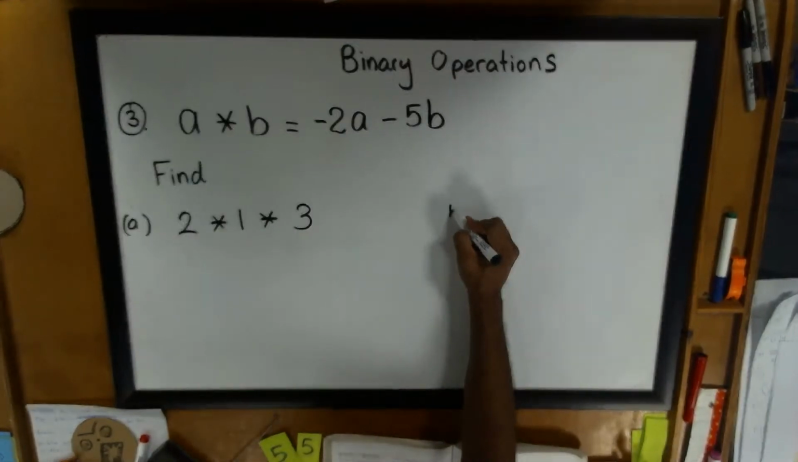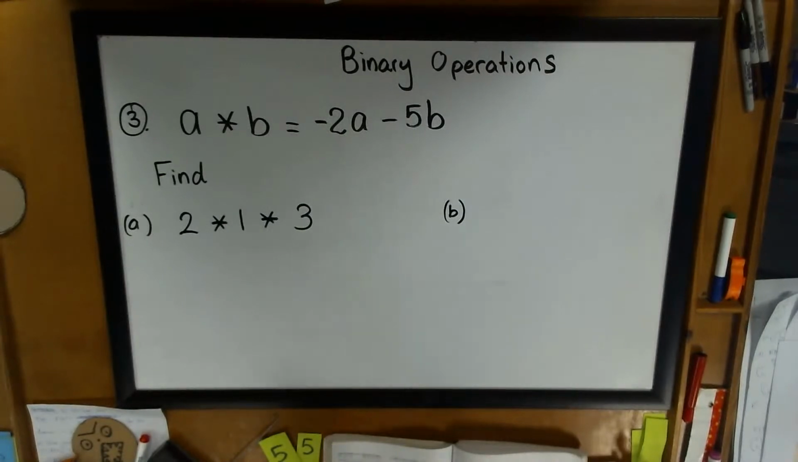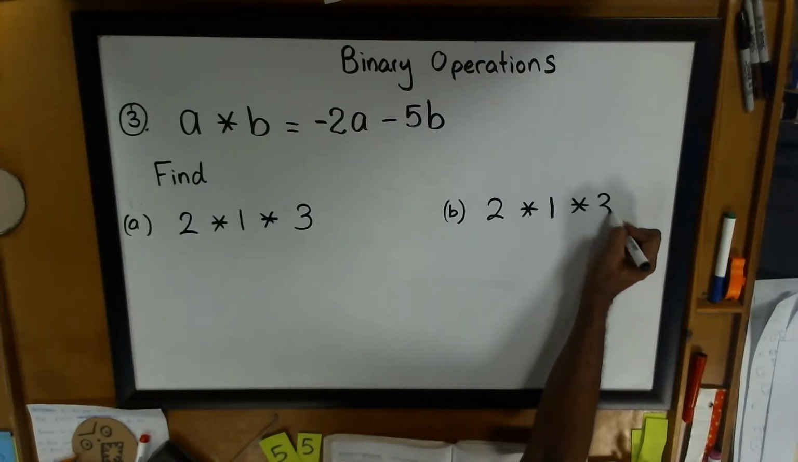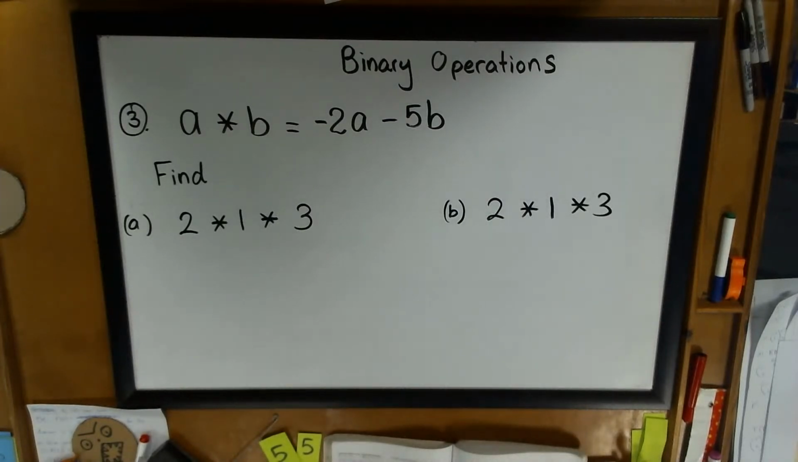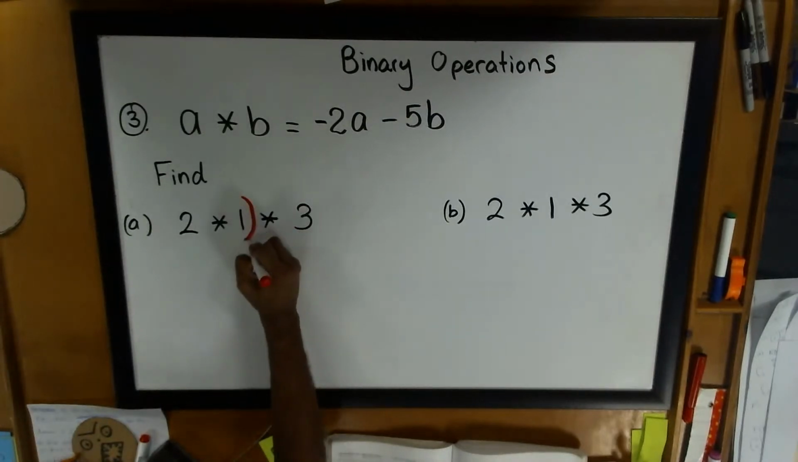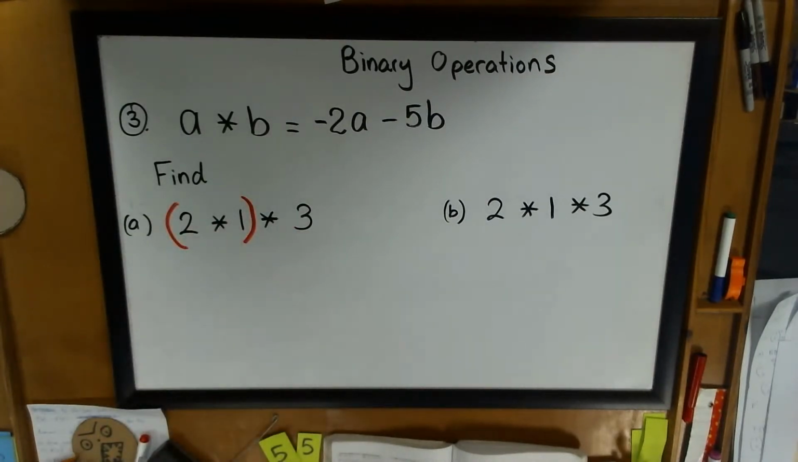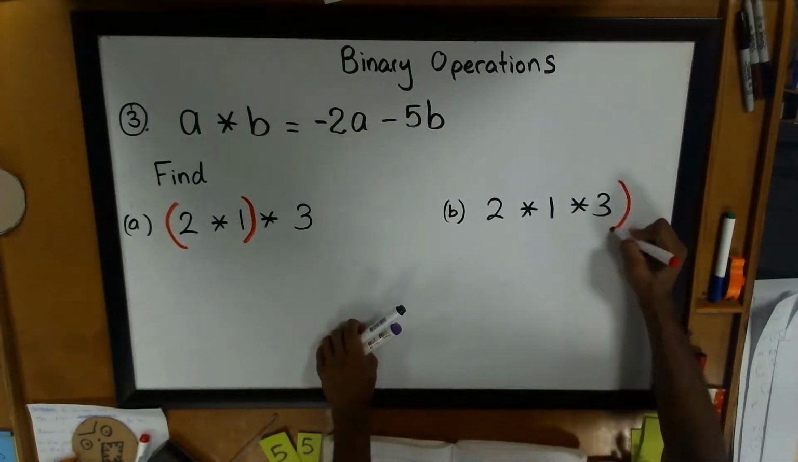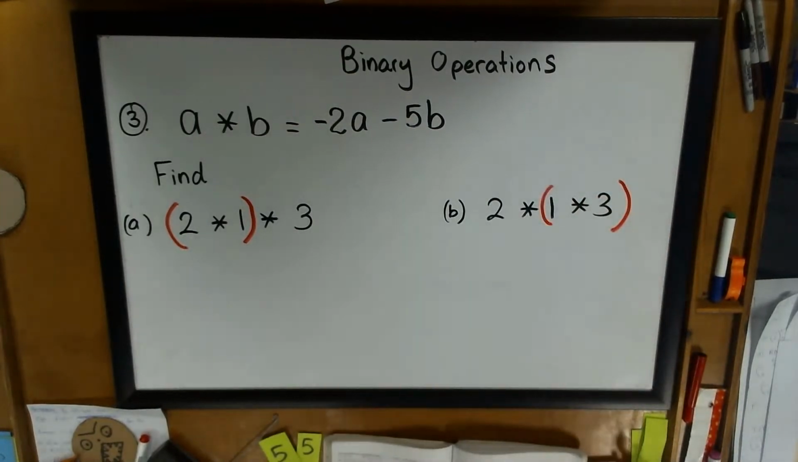But in part B, they're asking you the same question: 2 asterisk 1 asterisk 3. But here's the difference between part A and part B. In part A, they put the brackets around the first two. But in part B, they put the brackets around the last two.